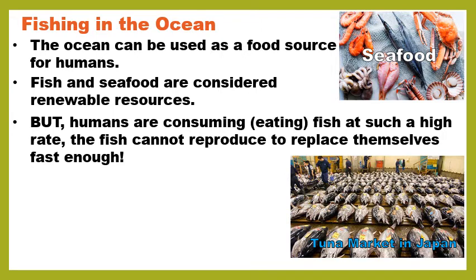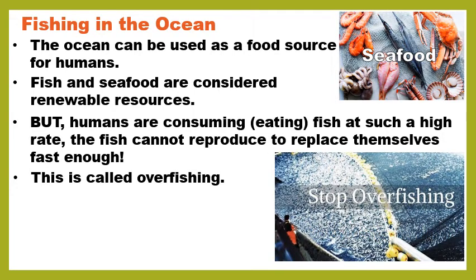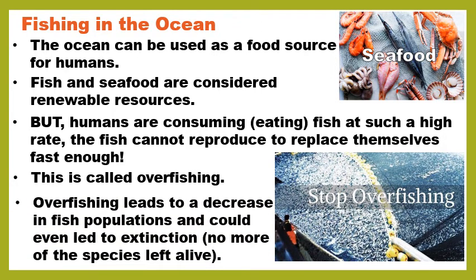Got a little hungry. Okay, so when we are taking the fish out at such a fast rate that they can't keep up with their own reproduction, this is called overfishing. Okay, so you can see an example. Our technology is so great that we can develop machines that can pull fish out of the ocean very fast, but that's a problem because their reproduction isn't as fast as our machines. So overfishing leads to a decrease in fish population, and this could even lead to an extinction, and an extinction means that there's no more left of the species alive.